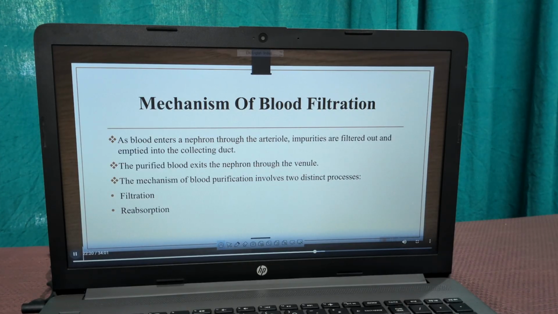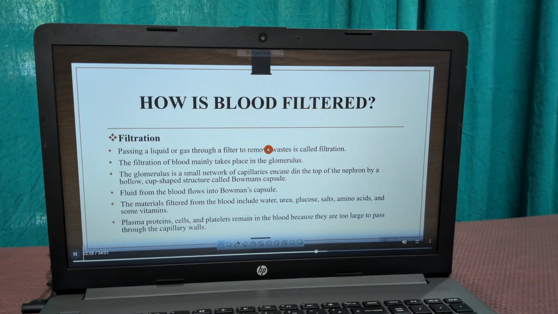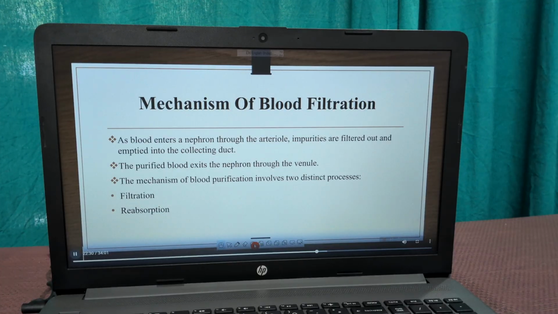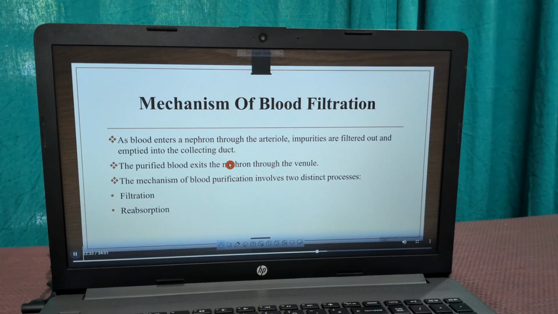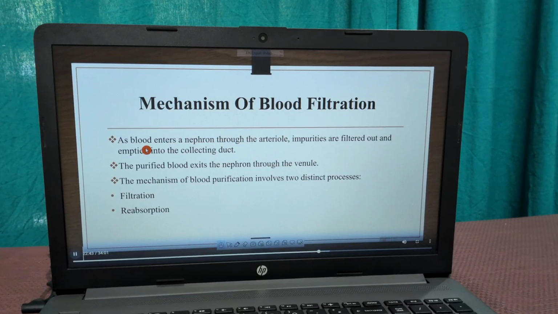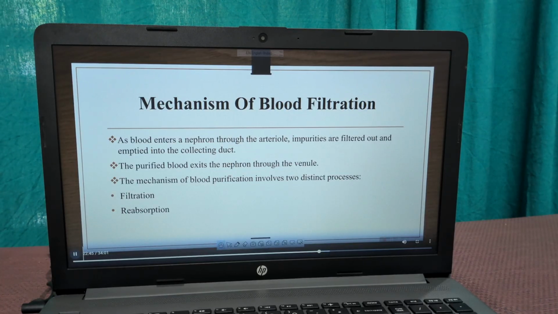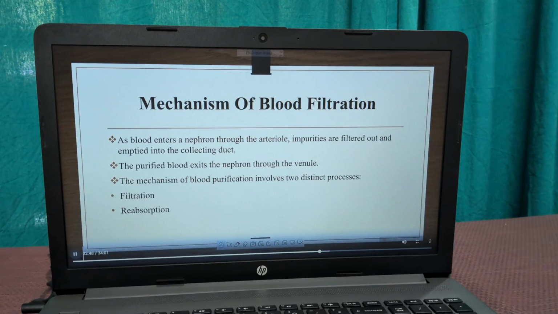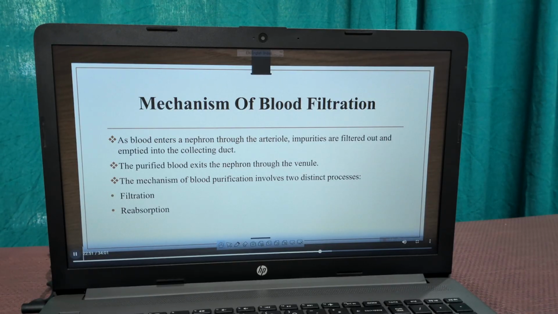So the blood flows into the kidneys through the renal arteries. This large blood vessel branches into smaller and smaller blood vessels, which are called arterioles. So these arterioles help in the filtration of blood. The impurities are filtered out and emptied into the collecting duct. In the nephrons, blood is filtered by the tiny blood vessels of the glomeruli and then flows out of the kidney through the renal vein.